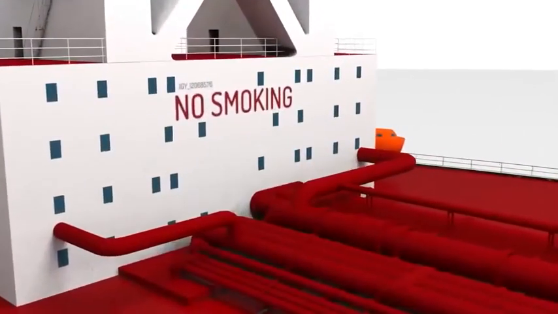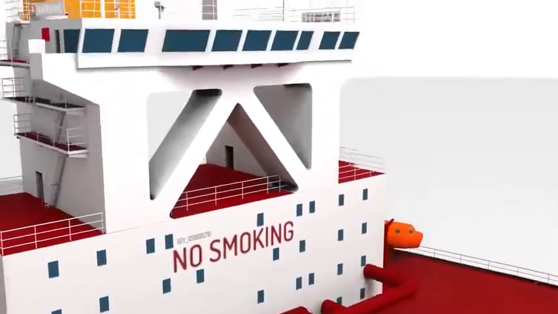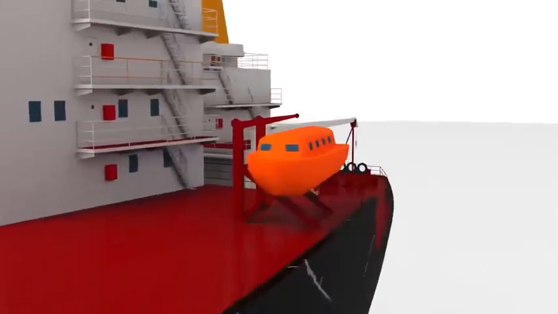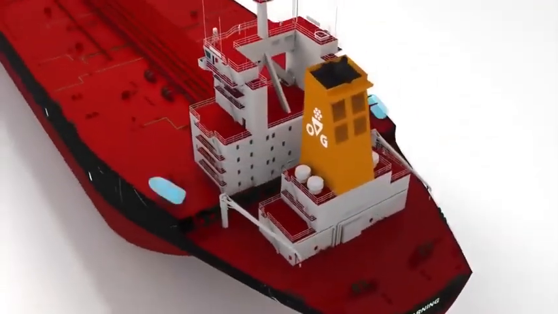The accommodation area is where the crew members stay, eat, and sleep. This is the control room. Emergency escape boats are used for the crew members to escape in life-threatening situations.